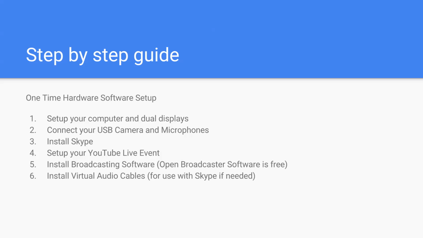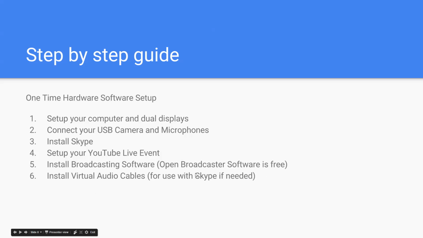connect your USB camera and USB microphones, you need two of them, install Skype, set up your YouTube Live or your Facebook Live, install OBS, Open Broadcast Software. If you already have Wirecast or vMix or XSplit or one of the more advanced live streaming softwares, more power to you, that's a great idea. And then install these virtual audio cables we're gonna use.